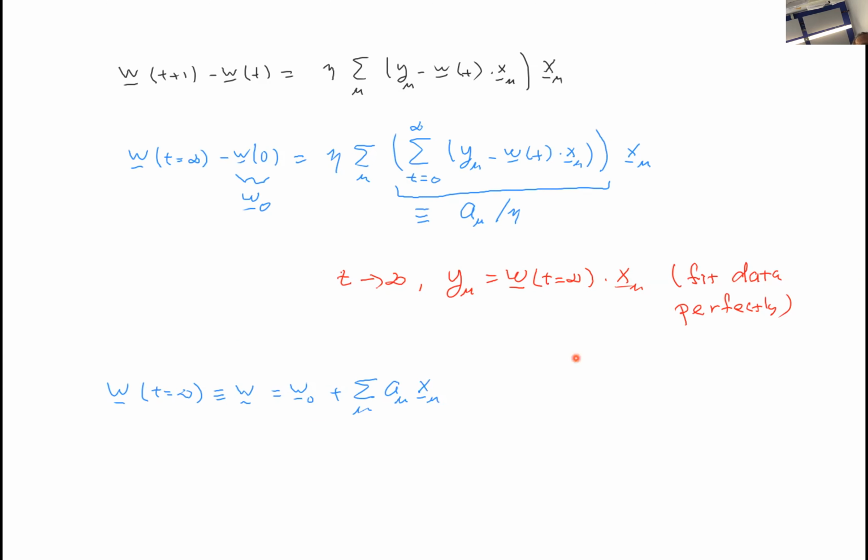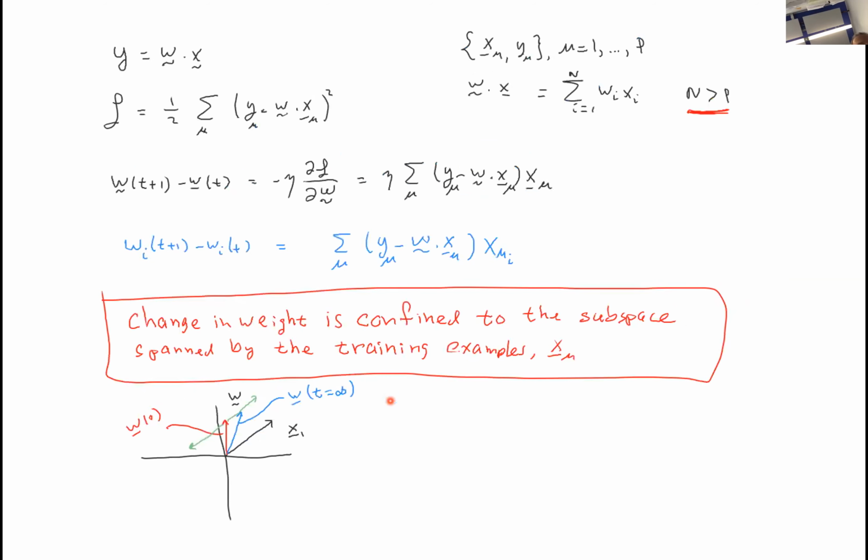In the end, the change in weights lives only along the subspace, which is exactly this picture. The subspace was along x1, so we can only move along that subspace. So we have a nice geometrical picture. We have some perpendicular space we can't change at all, and some subspace that we can.